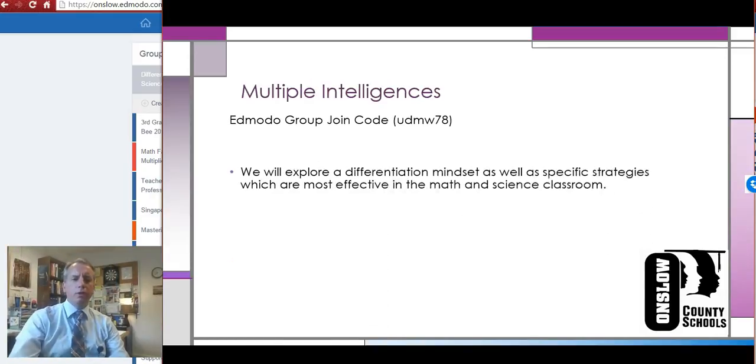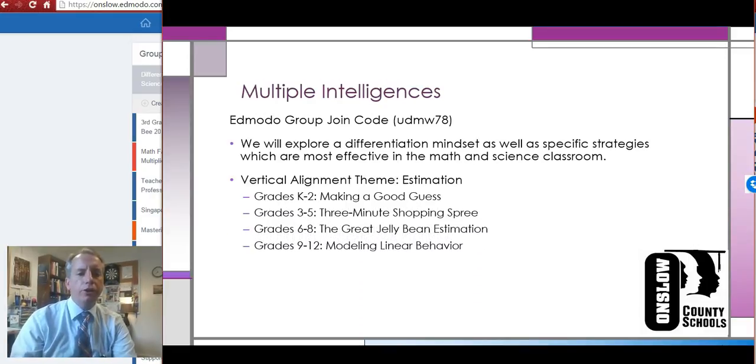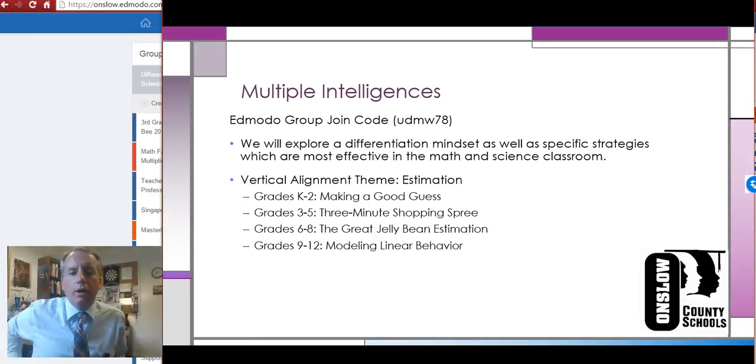So as we look at our multiple intelligences and just in general differentiation, we remember that differentiation is a mindset and not just a specific strategy. However, as teachers, we need specific strategies that reflect that mindset, of course. So today we're going to use estimation as a strategy that is used K-12.